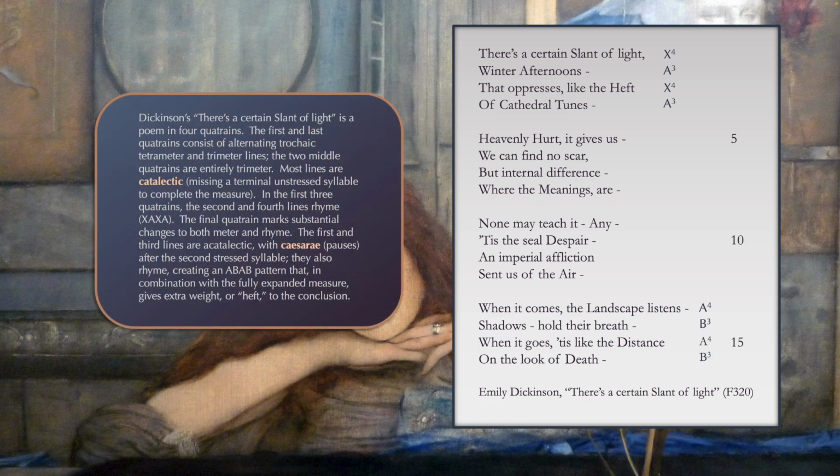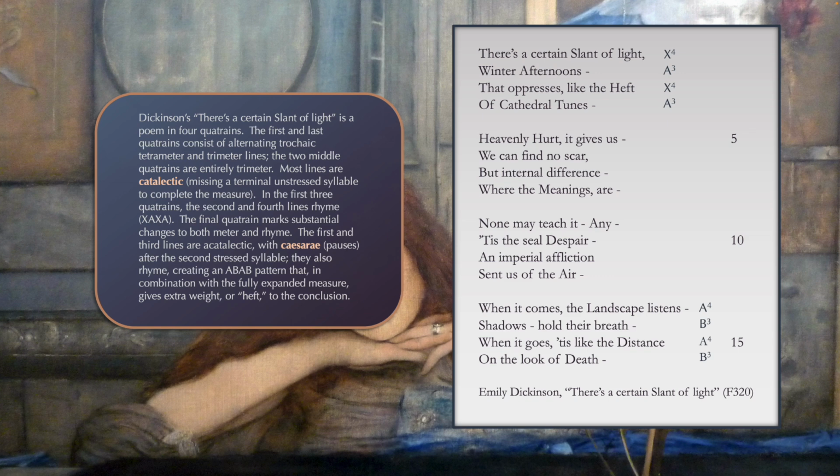So if I were to write a description of the meter and rhyme of this poem, I might write something like this. Dickinson's There's a Certain Slant of Light is a poem in 4 quatrains. The first and last quatrains consist of alternating trochaic tetrameter and trimeter lines. The 2 middle quatrains are entirely trimeter. Most lines are catalectic, so what that means is they're missing a terminal unstressed syllable to complete the measure. So these are trochees. She uses trochaic feet. So if the lines end on a stressed syllable, that means the foot is curtailed. It's missing its unstressed component. And we call that catalexis.